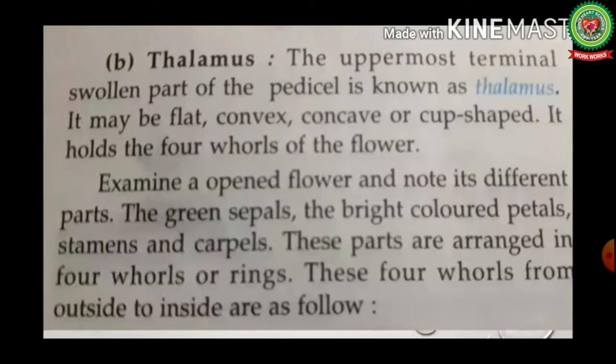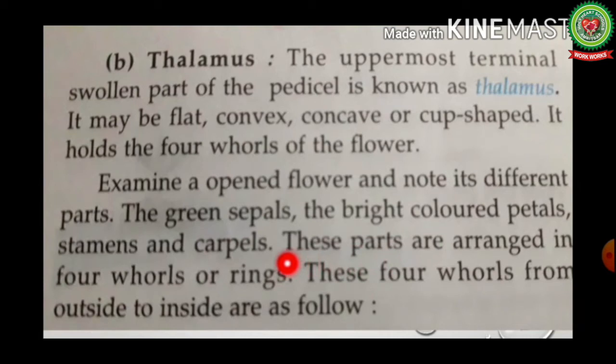Come to page number 22. Thalamus. The uppermost terminal swollen part of the pedicel is known as thalamus. It may be flat, convex, concave or cup-shaped. It holds the four whorls of the flower. Examine an opened flower and note its different parts: the green sepals, the bright colored petals, stamens and carpels. These parts are arranged in four whorls or rings.